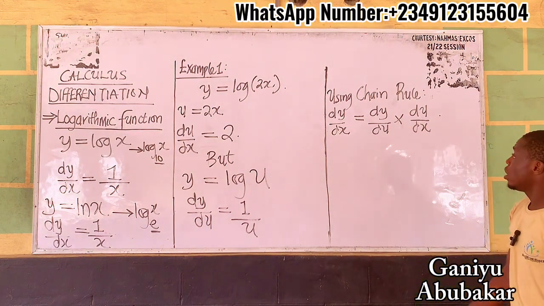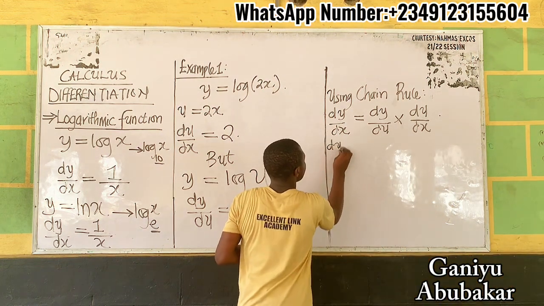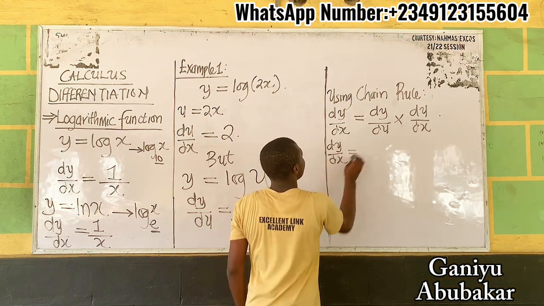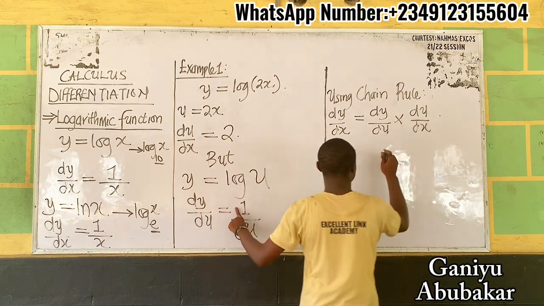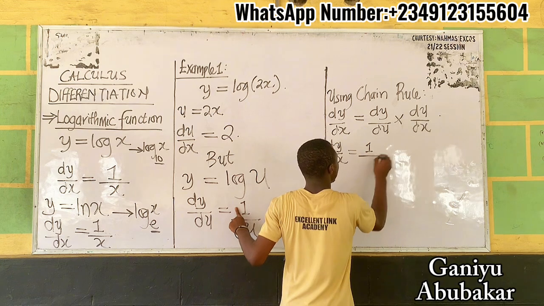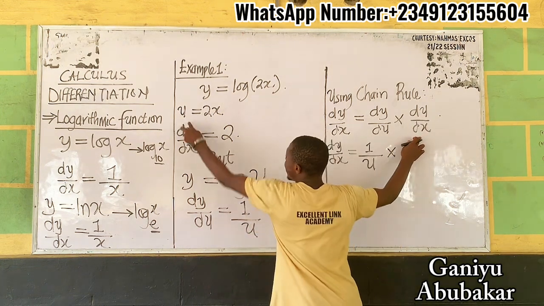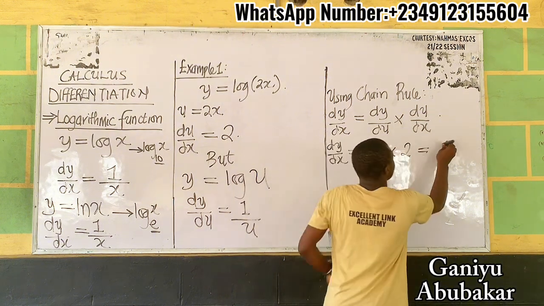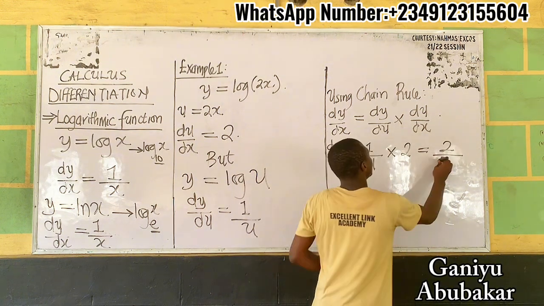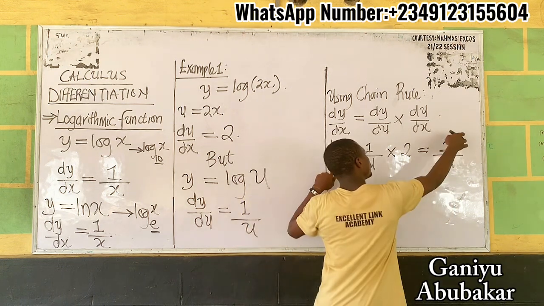Proceeding here, please give me a value. What's dy over du? dy over du is of course 1 over u, so I have 1 over u times du over dx. du over dx is of course 2, so I have 1 times 2, which is 2 over u. So I'm saying that dy over dx is what? 2 over u.